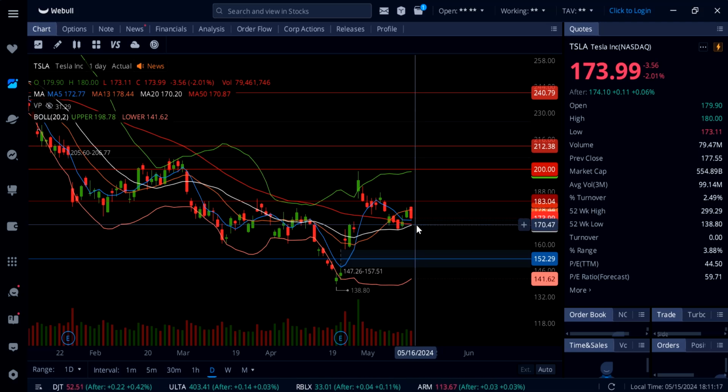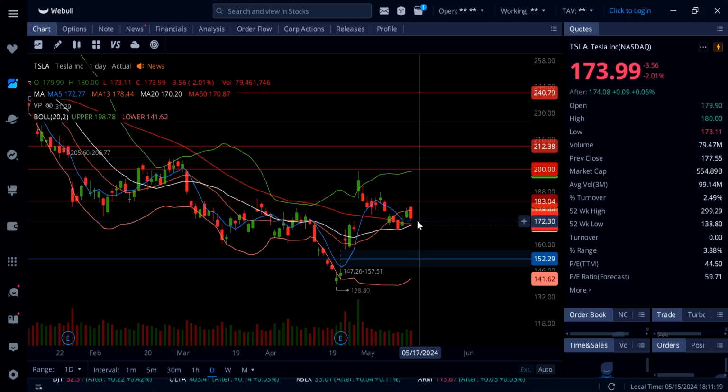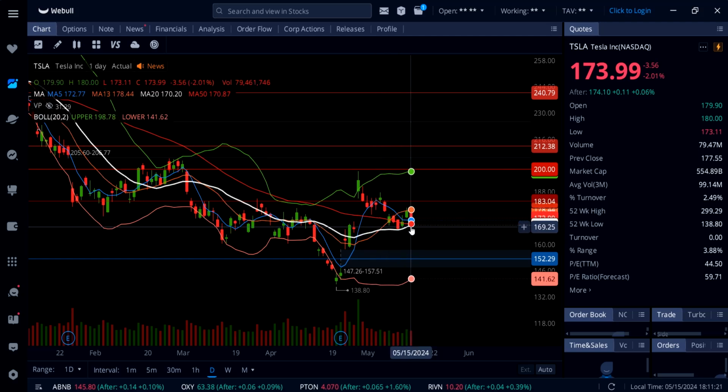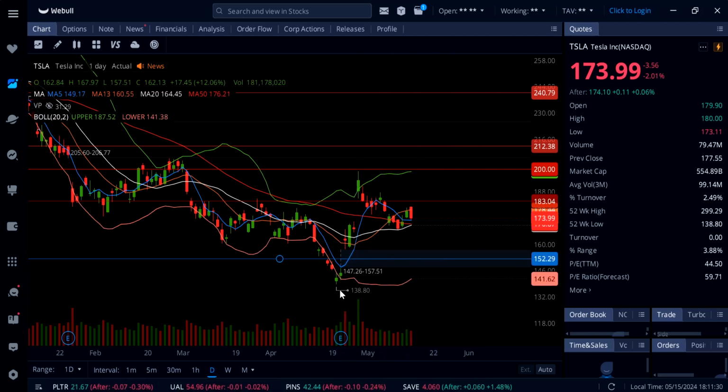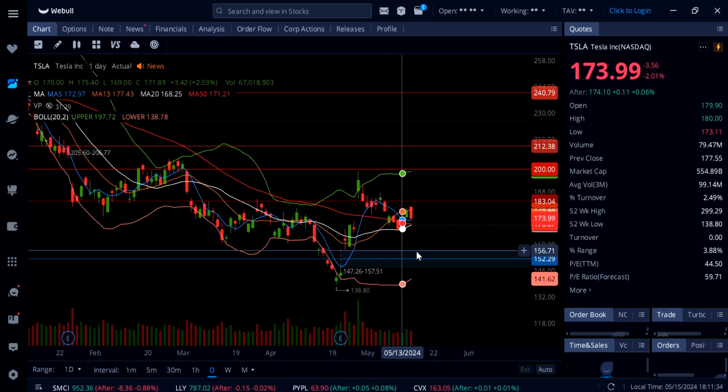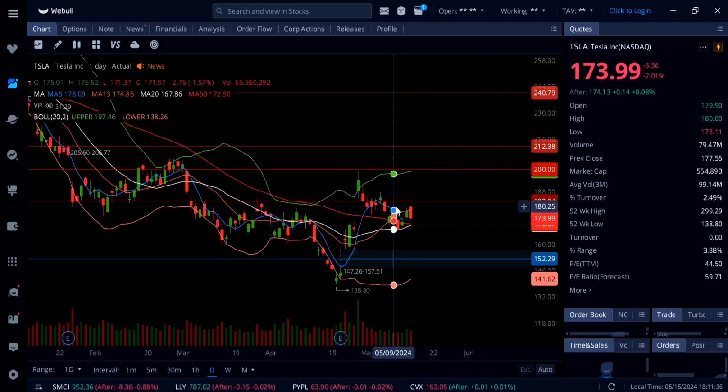So 173 to 170, that is going to be your line in the sand for Tesla. Below that, you're going to see more selling all the way down here to 152, and then this gap at 147.26. Now, as long as Tesla can stay above these moving averages right here, and we get that breakout over 183, the next stop is 200 on Tesla.